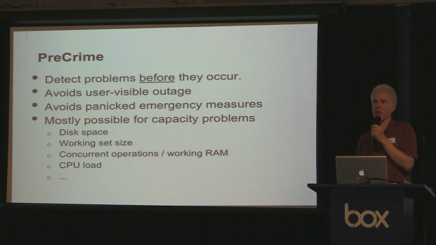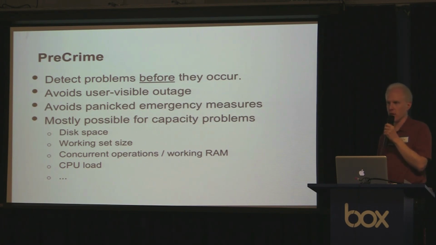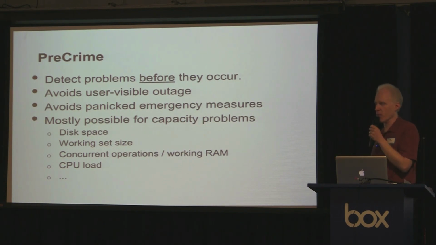But there are some problems that you can spot in advance, especially capacity-related problems. You're starting to run out of disk space. You're starting to exceed the CPU or the RAM or bandwidth or some other constrained resource on your system. That tends not to be a sudden thing. It's a gradual creep, and then you fall over some tipping point.